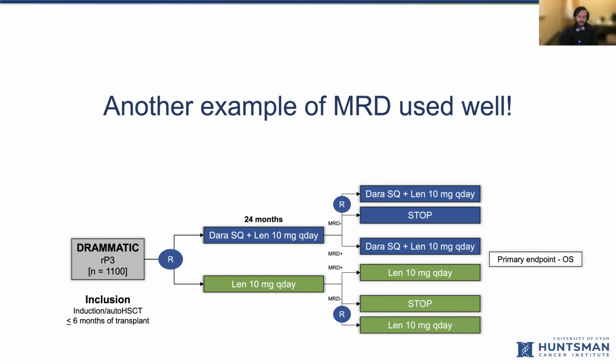There's another example of MRD used well, the dramatic trial, where after a transplant, you get maintenance. You could get one of either two arms, but if after 2 years you're MRD negative, you have a chance to be randomized to be put off treatment. Now that is exciting, right? That's the reason why I enroll people on this trial. I tell them there's a chance that if you're MRD negative, I can get you off of treatment. That is what our patients look forward to.